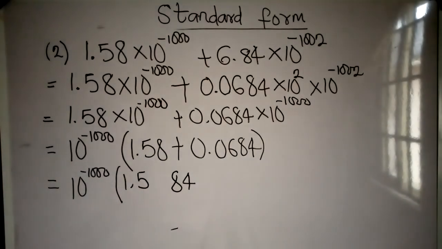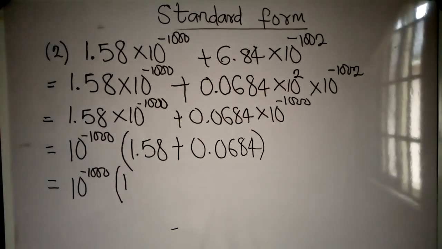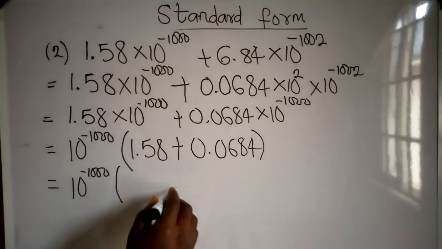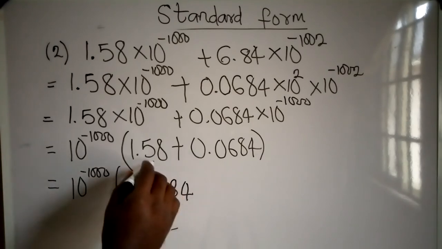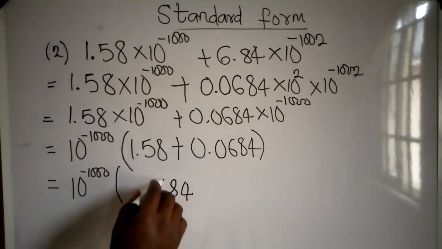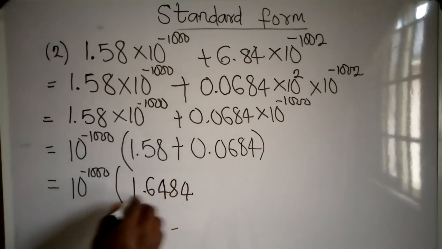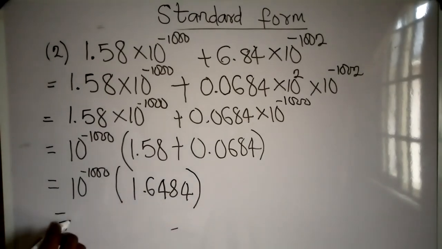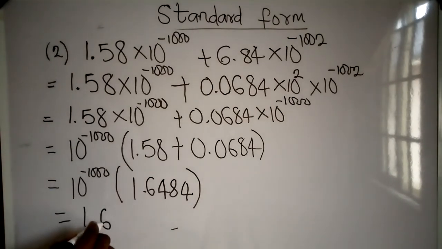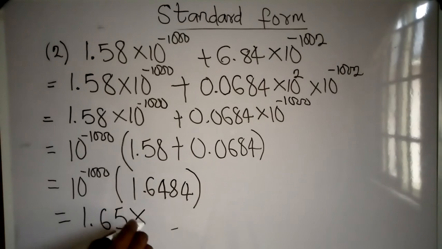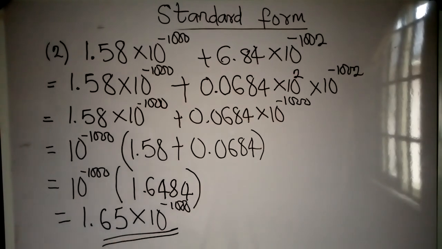I think there's a slight mistake there. Let me add them very well so as not to make any mistake. That will give me 4 here, 8 here, yeah, 8 plus 6, 14, carry 1, 5 plus 0, that's 6.1. That will give me my answer to 2 decimal places. That will be 1.65 times 10 to the power of negative 1000. Here's my answer.